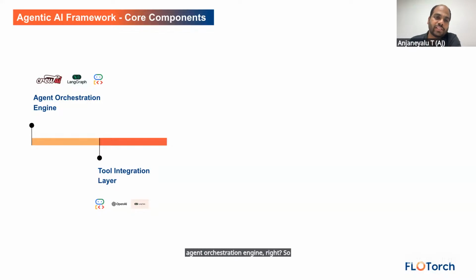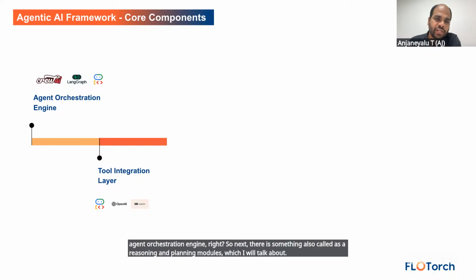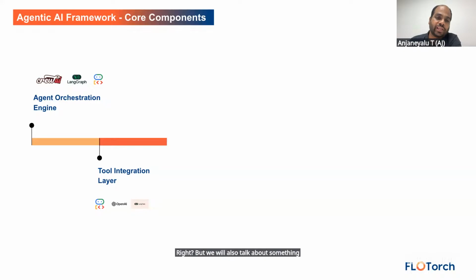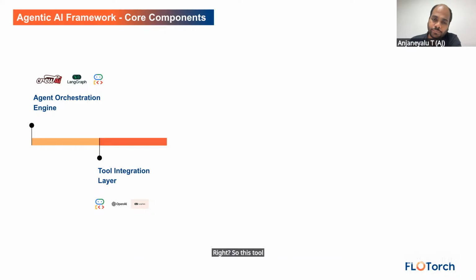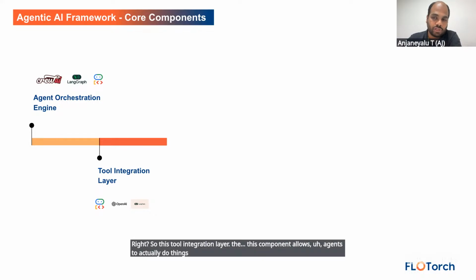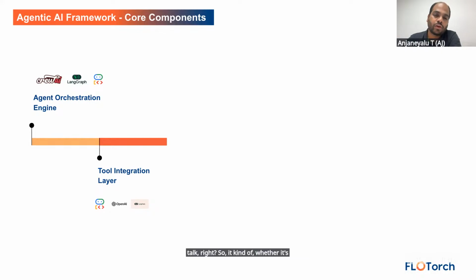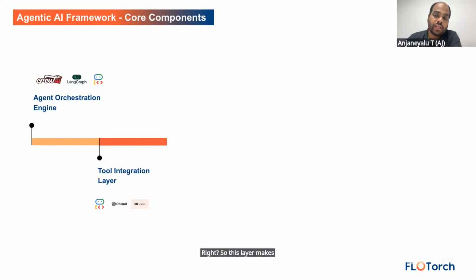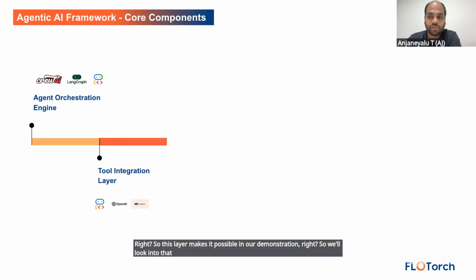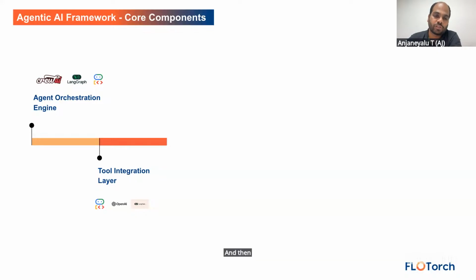Next, there is the reasoning and planning modules, which I will talk about, but first we will talk about the tool integration layer. This is where agents become very powerful. This component allows agents to actually do things in the real world. It's not just about talk. Whether it's calling an API, executing code, searching databases, or integrating with external services, this layer makes it possible. In our demonstration, we will look into that, and we will call something called function tools.